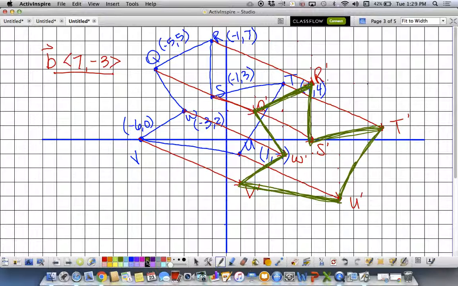Yes, Lily, we could find the volume. We won't. I will not force you to, especially with this shape. But if you had the area of your original shape, you could simply multiply it times the magnitude of your vector. What is the magnitude of a vector? It's the length, or the distance. Distance formula.